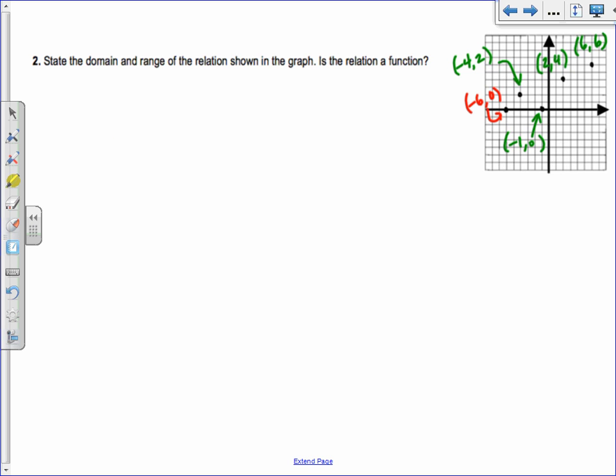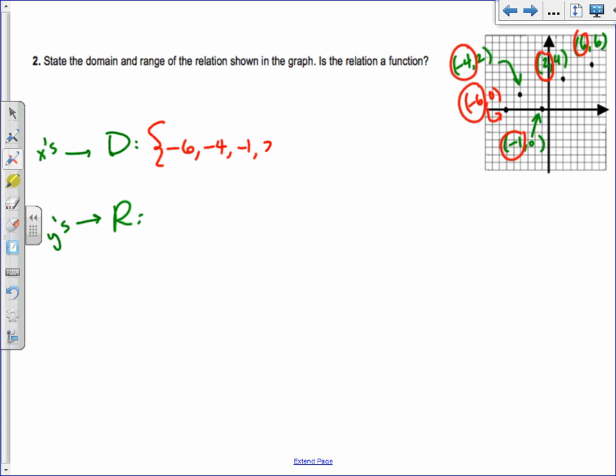Okay, so your domain is all your x's. Your range is all the y's. So we're going to list them all out. And this time we'll do it in order. So my domain, so all my x values, well, I just have negative 6, I have negative 4, I have negative 1, I have 2, I have 6, right? So you're just finding all those x values. So your domain is negative 6, negative 4, negative 1, 2, and 6. And your range is all your y values. So again, I'll do it in order. You don't have to, but I'm going to have 0, I'm going to have 2, 4, and 6.